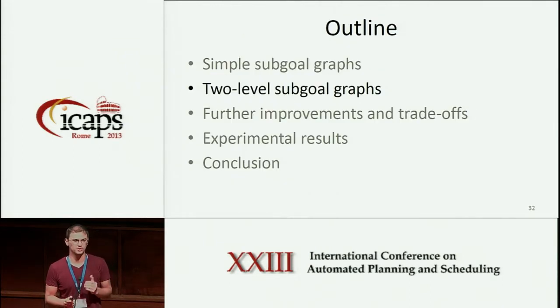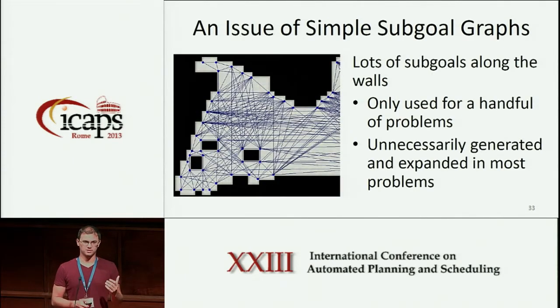So that's it for the simple subgoal graphs. So I'm going to talk about two-level subgoal graphs now. And I'll start by pointing out what's wrong with simple subgoal graphs. So in simple subgoal graphs, we put subgoals at every corner, and if we have a weird-looking wall or even a diagonal wall, we'll be having a lot of subgoals. And these subgoals are not useful for most of the time. They're only useful for connecting a handful of instances.